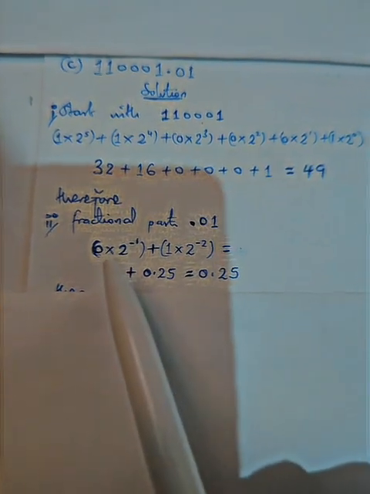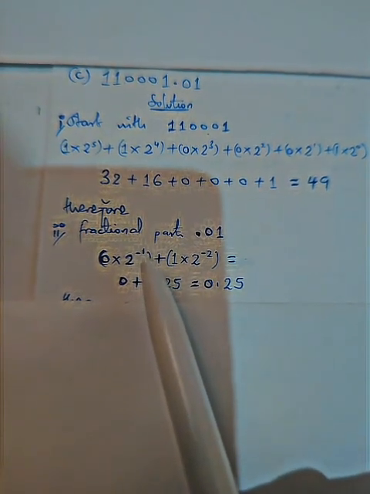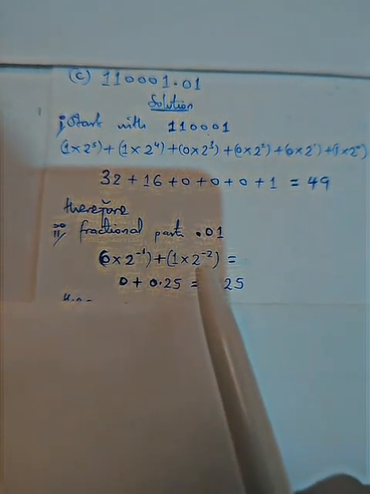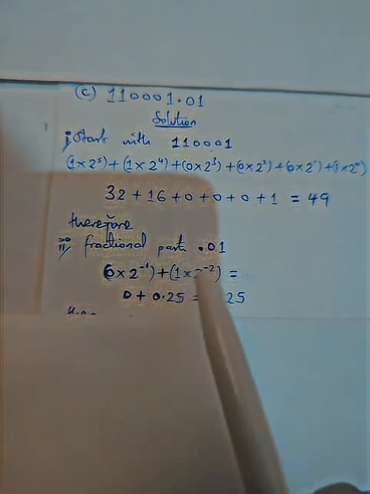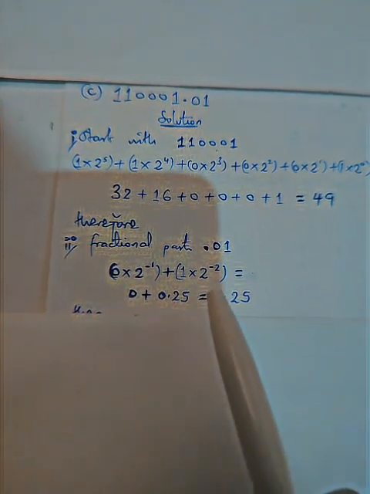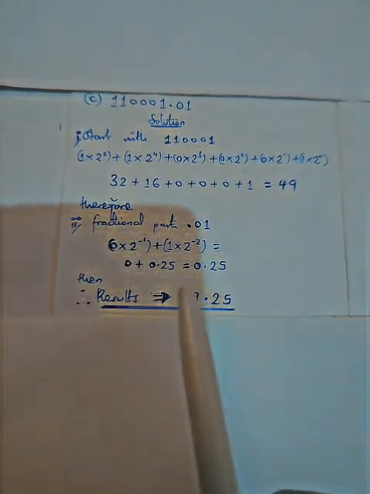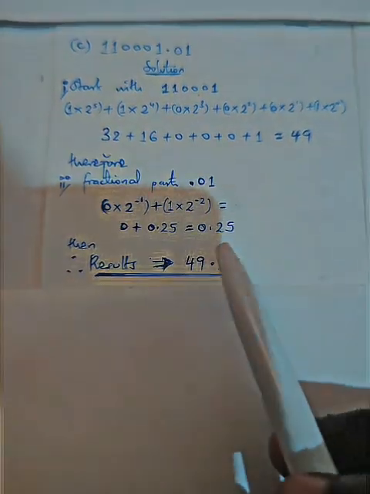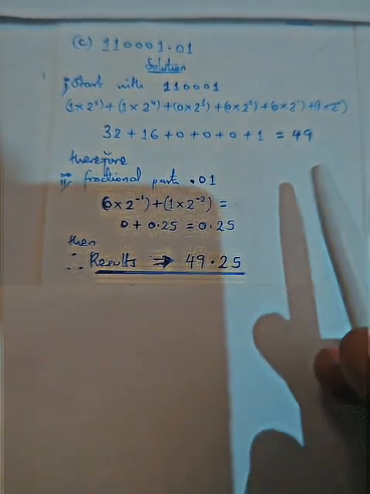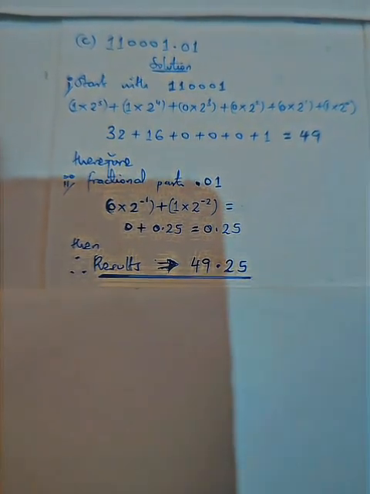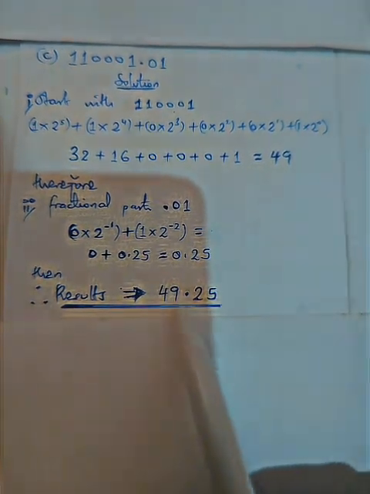0.01 will become, therefore we take 0 times 2 power negative 1 plus 1 times 2 power negative 2. Therefore this will become 0, this will become 0.25, which is equal to 0.25. Therefore, when converting this, taking 0.25 and adding 49 to it gives 49.25. This means this binary number's decimal equivalent is this decimal number.